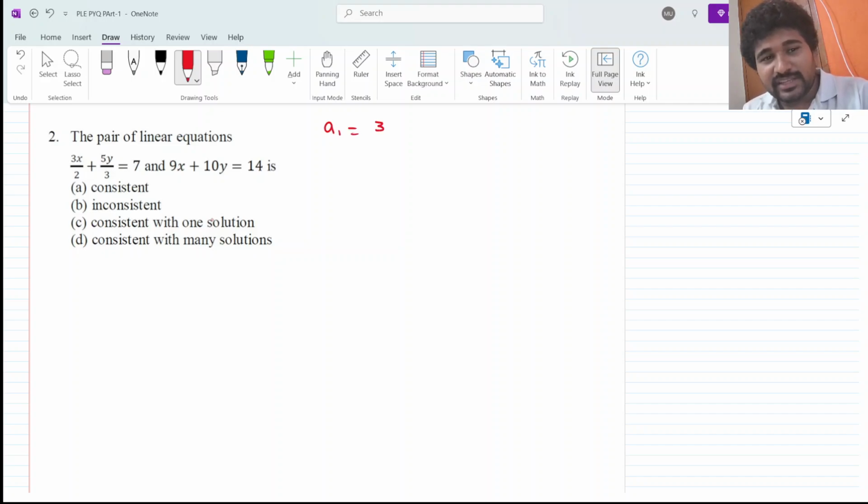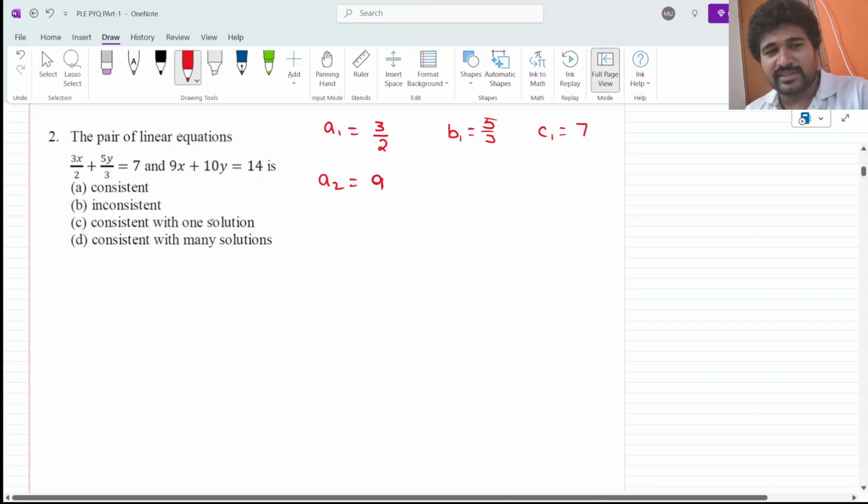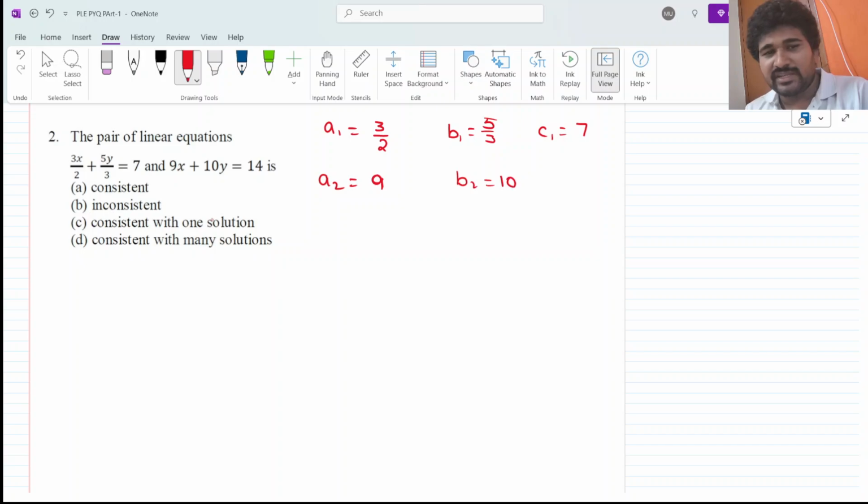a1 is 3 by 2. What is b1? 5 by 3. What is c1? 7. a2? 9. What is b2? 10. What is c2? Correct? What do we have to do first of all? a1 by a2. Observe carefully. It is just 9, so consider it as 9 by 1.